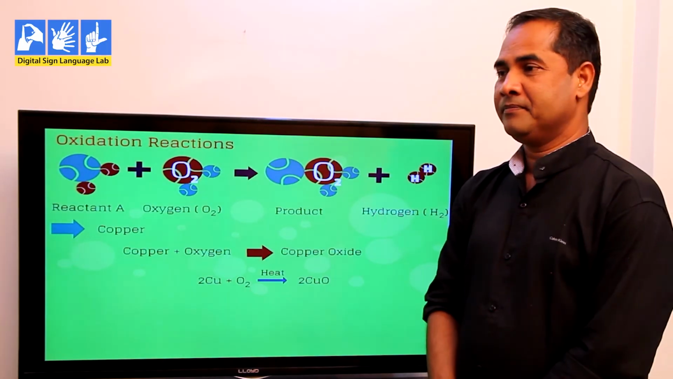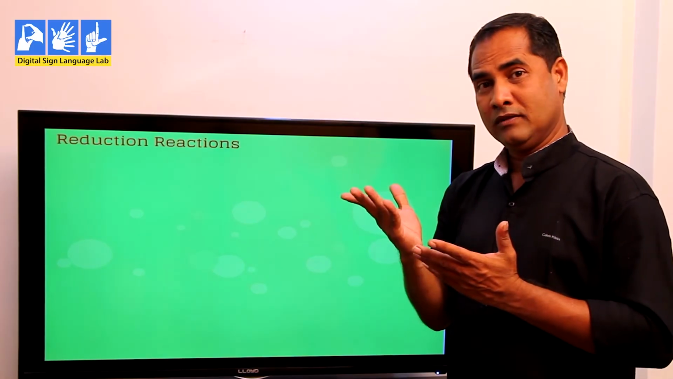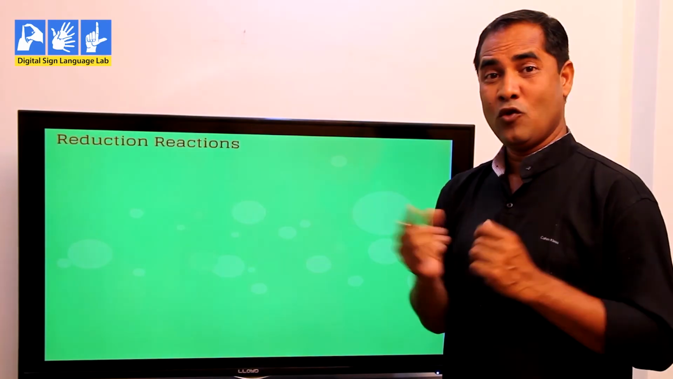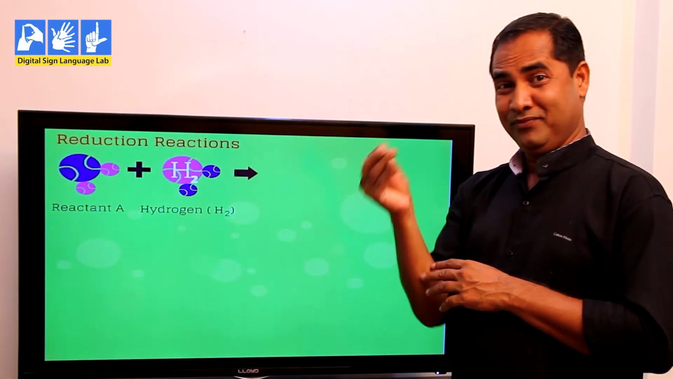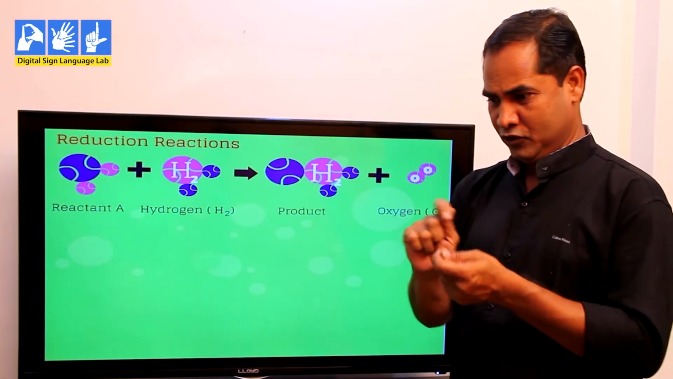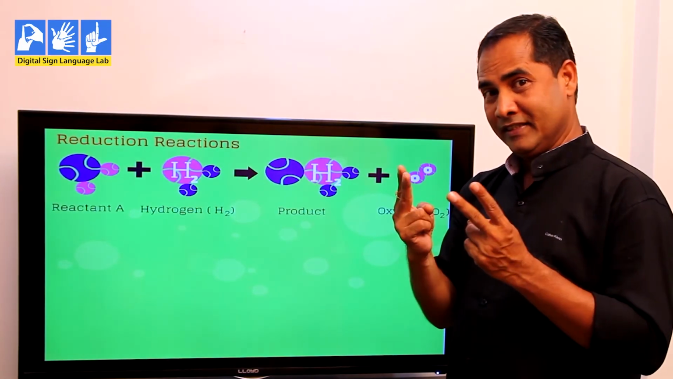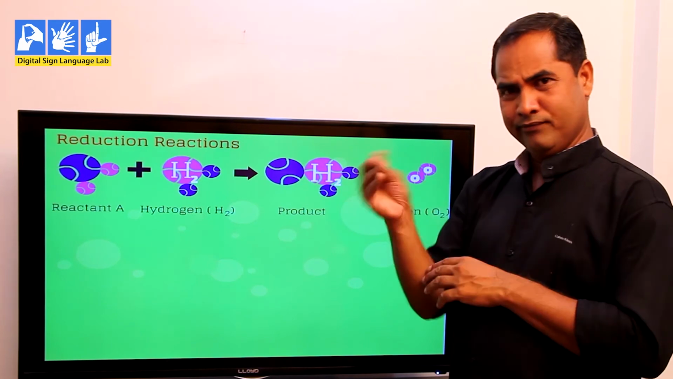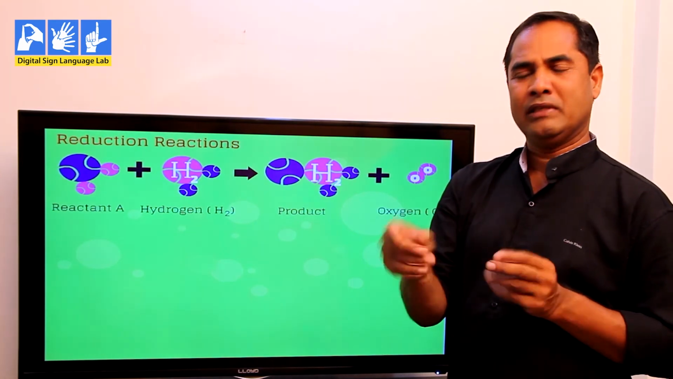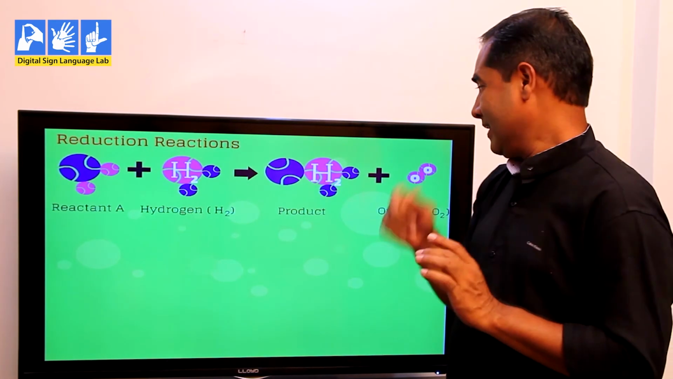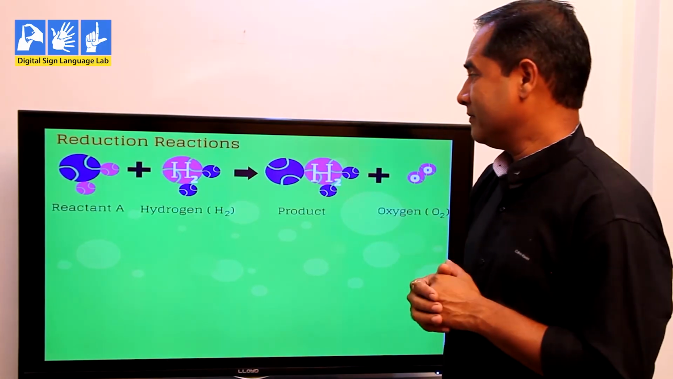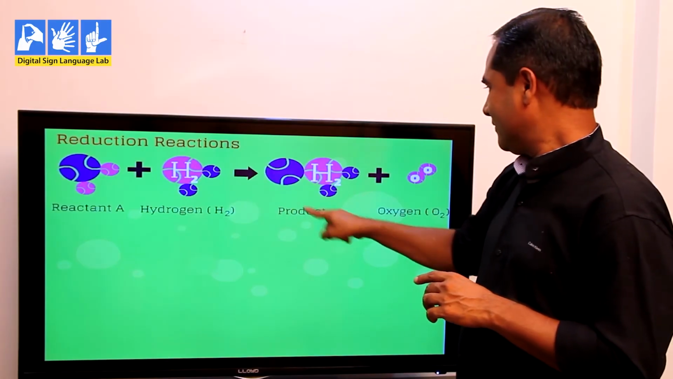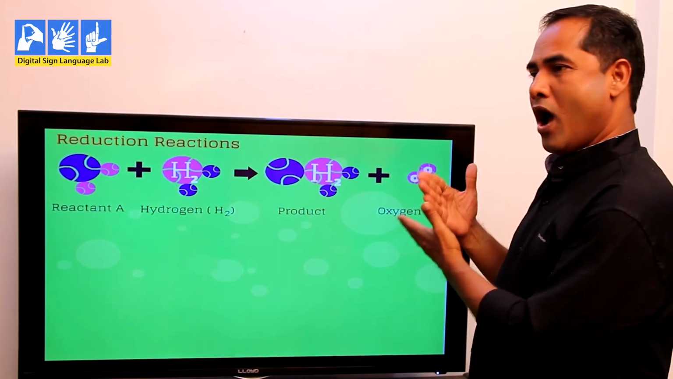The opposite of oxidation reaction is reduction reactions. Before we did oxidation, this is exactly the opposite of oxidation reaction. So here we add hydrogen, or we remove oxygen. It's the same process. So hydrogen is added and oxygen is removed.